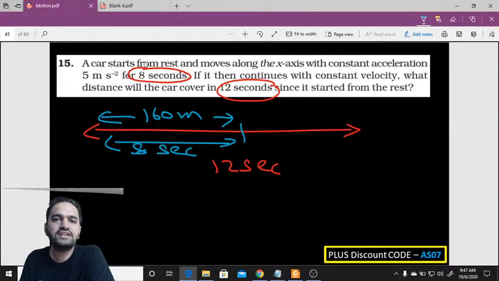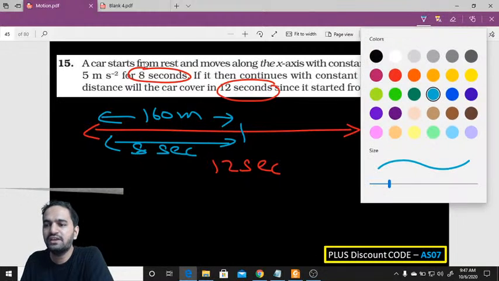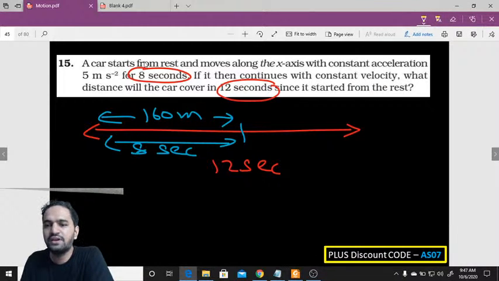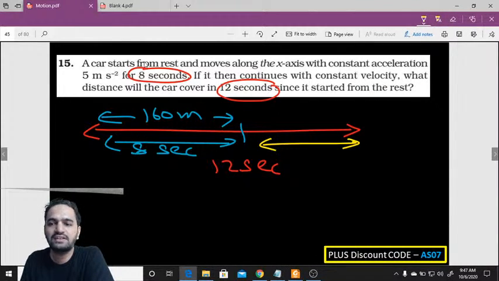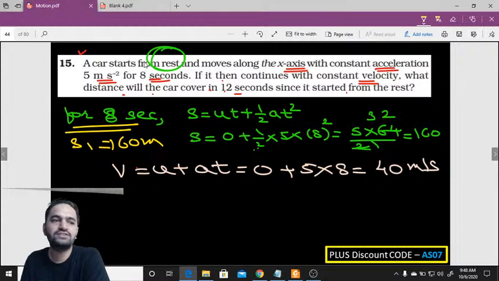Now, for how many seconds more is it needed? Total is 12, already calculated for 8. So remaining is 12 minus 8, that is 4. Very simple. So for 4 seconds, you are supposed to calculate the distance. How can we calculate that? The last 4 seconds.